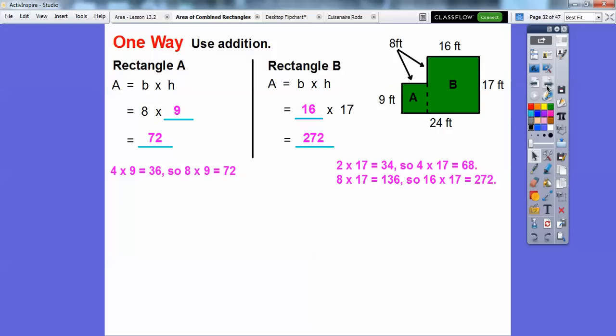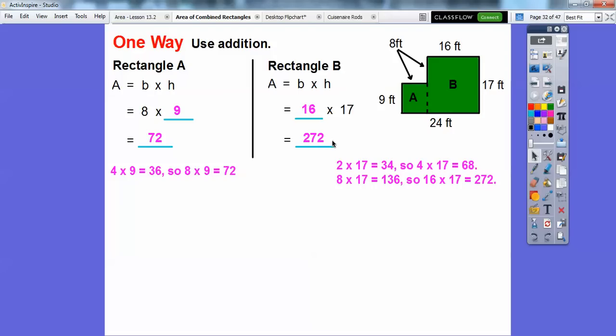Okay? I'm showing that to some of my students in my class, how to multiply bigger numbers. Just take half of it and then double it. Anyways, 272. And if you don't like that method, if you like the old school method, where you write the numbers on top and do it, that's fine too. 16 times 17 is 272.